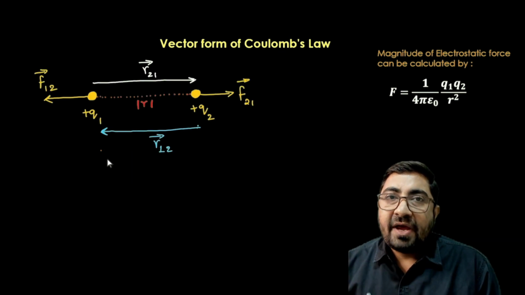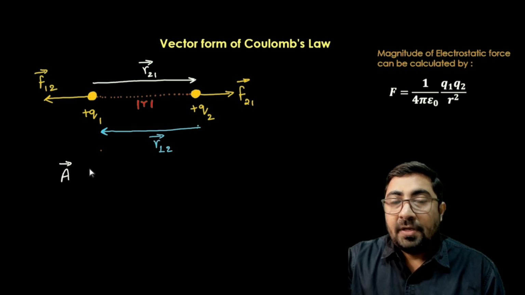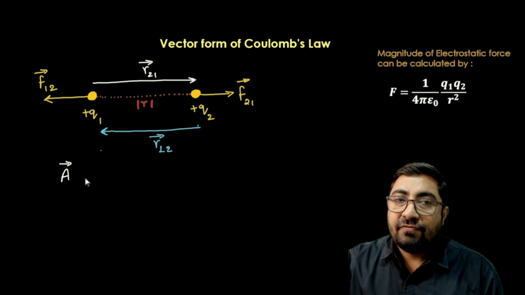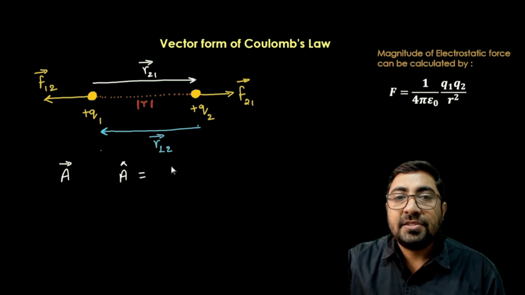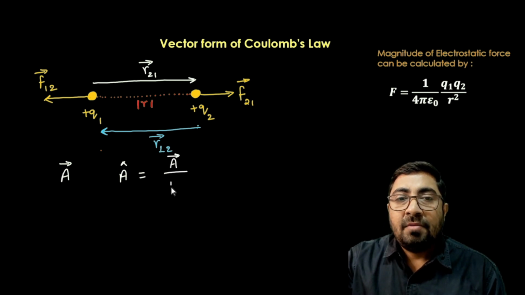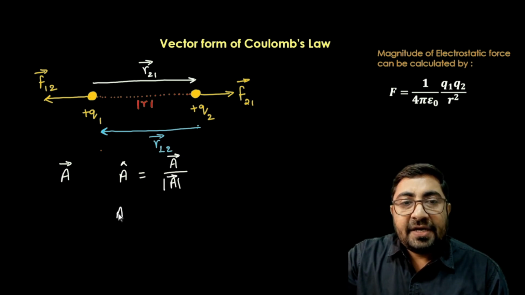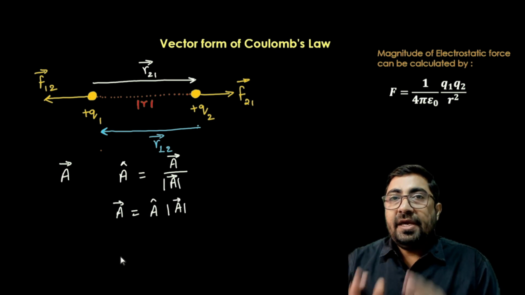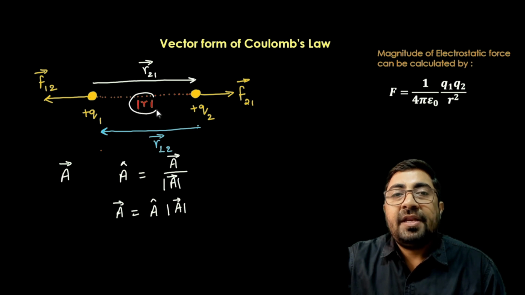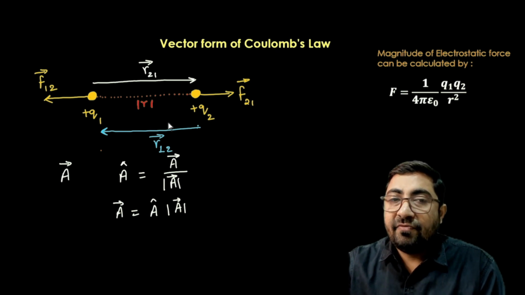If you want to write the unit vector of a vector quantity, let's say A is a vector, then the unit vector of vector A is written as A cap, which is equal to vector A upon the magnitude of vector A. So I can write vector A equals A cap, that is the direction, into the magnitude of the vector. Here we know the distance between the two charges, which means we have the magnitude of the distance between the two charges.